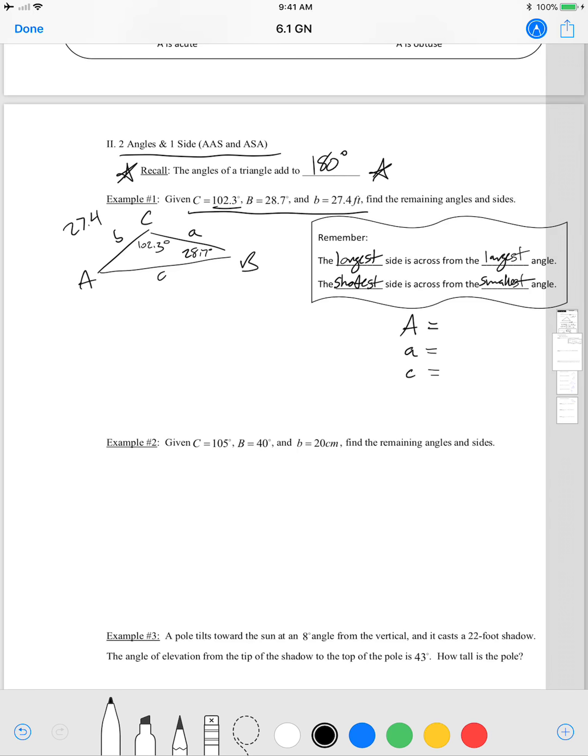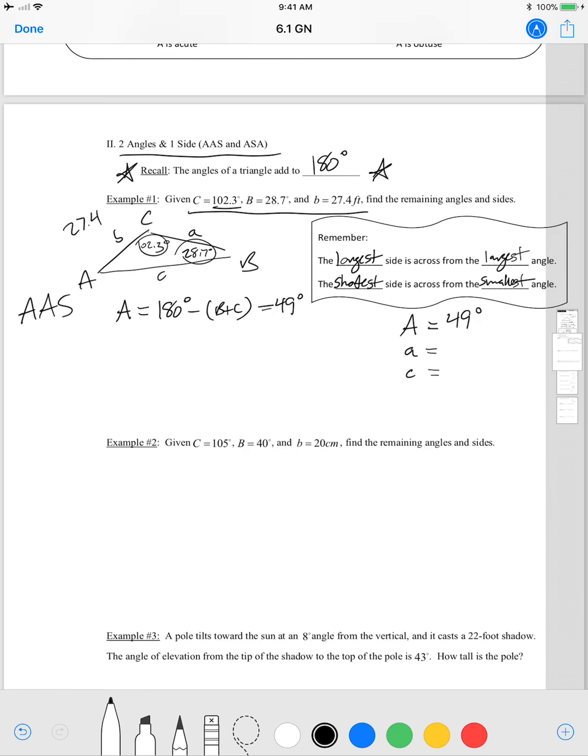Well, in this case, I was given an angle, and a side opposite one of the angles. So this is angle, angle, side. And they gave me two angles, so right away I can figure out the remaining angle, angle A. Remember that the angles of a triangle add up to 180 degrees. So the measure of angle A is going to be 180 degrees minus 102.3 plus 28.7, or angles B plus C. That's going to be 49 degrees. Use your calculator. So angle A is 49 degrees.